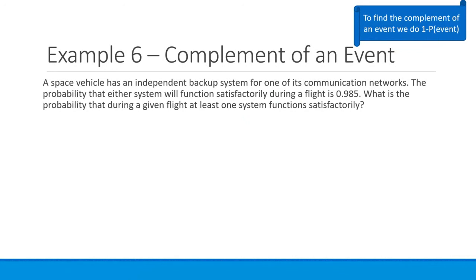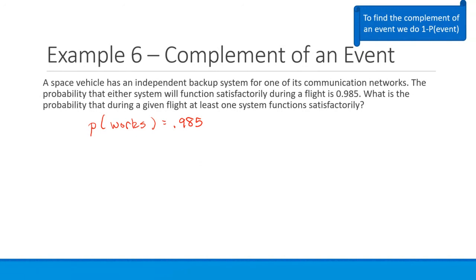So a space vehicle has an independent backup system for one of its communication networks. Independent is important here because that means the probability of one doesn't affect the probability of the other. The probability that either system will function satisfactorily during a flight is 0.985. So the probability that one works is 0.985. What is the probability that during a given flight, at least one system functions satisfactorily?